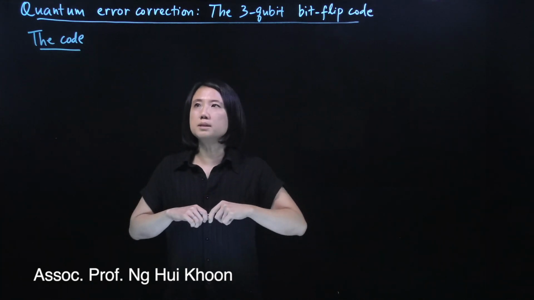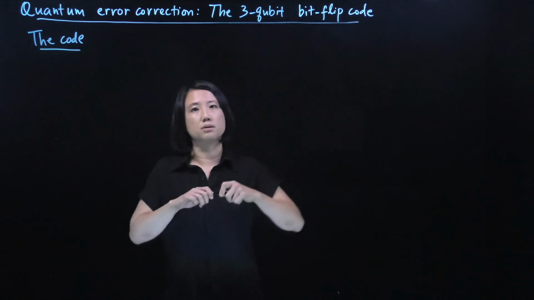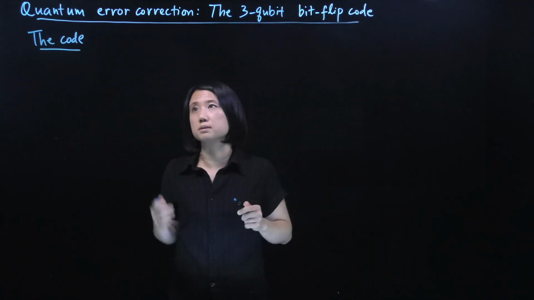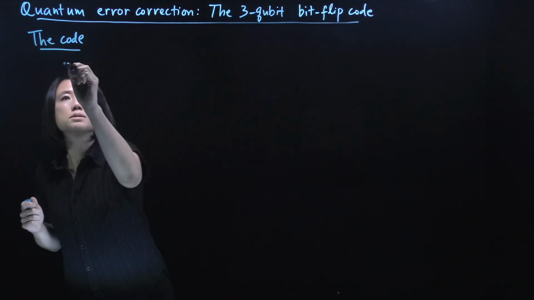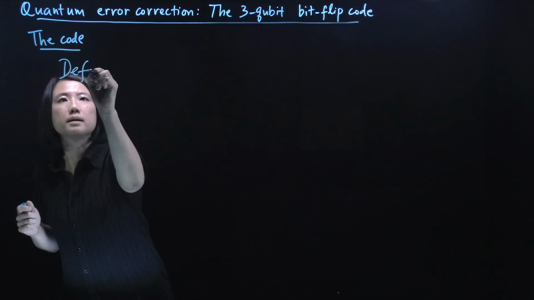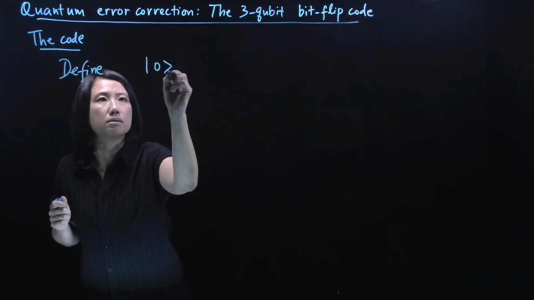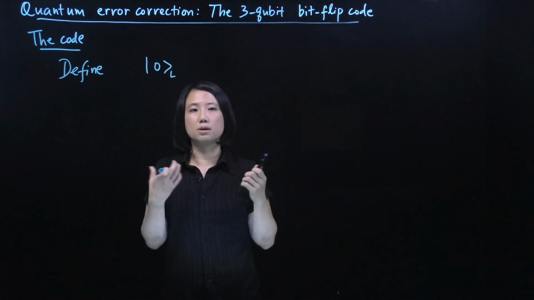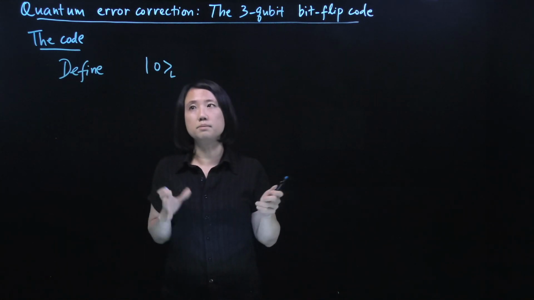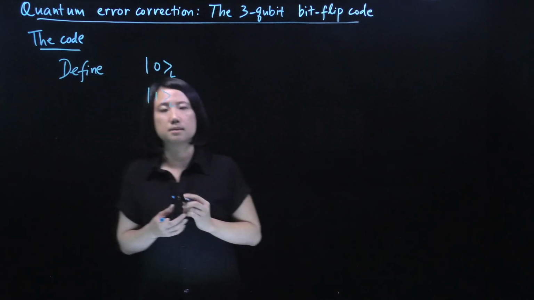Okay, so what it means is that I just need to specify the particular subspace that represents my logical qubit, my two-dimensional subspace that carries the logical information. Okay, so what we're going to do is define 0 with an L. This L subscript stands for logical, so this is actually my logical qubit state 0. I will also have one that is for logical qubit state 1.